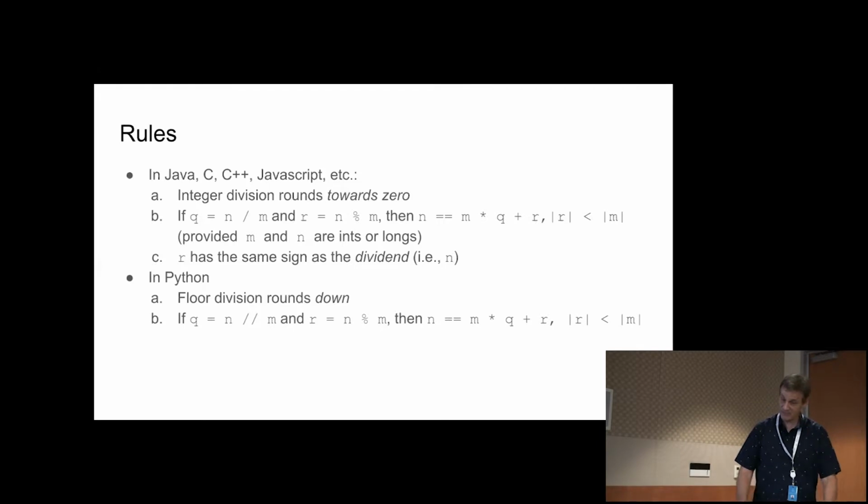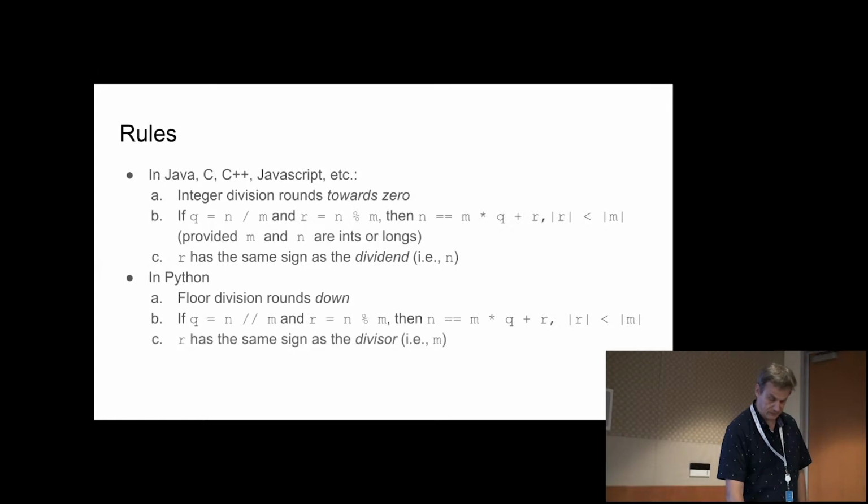If you have the same equation, okay, so that equation is golden, we don't touch that. And there are no exceptions. m and n don't need to be integers. And it follows from A and B that r always has the same sign as the divisor. And it follows from B and C that division always rounds down. So they're tied together.